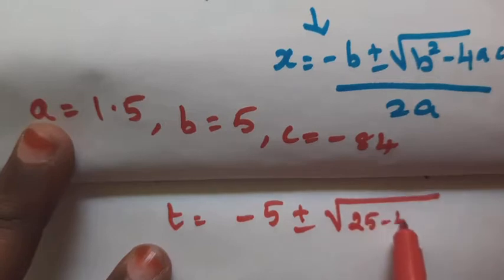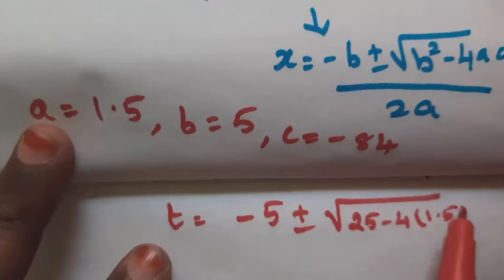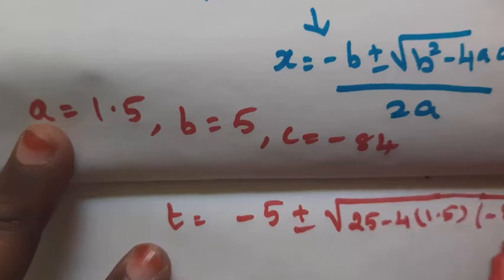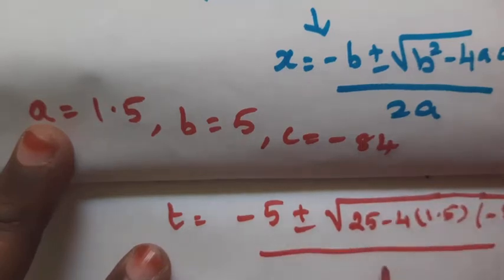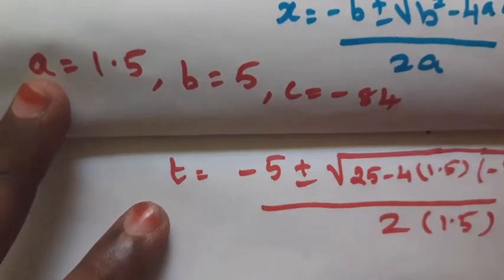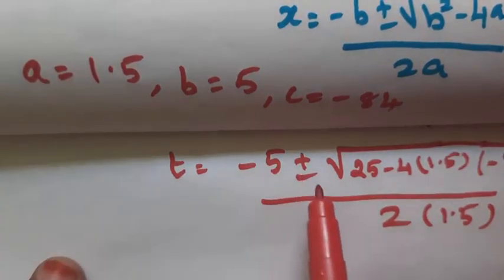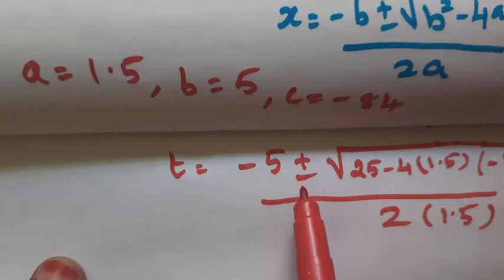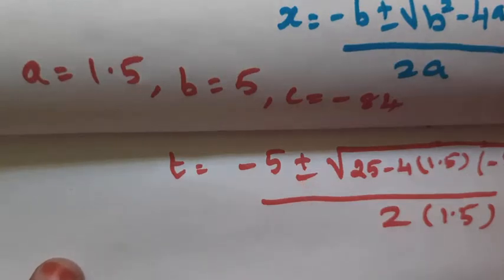25 minus 4, a is 1.5 and c is minus 84. 84 divided by 2a, divided by 2 into 1.5. This is the value. So it has two results. One is a positive result, another one is a minus result. We have to focus on the positive result. What is the positive result of this?